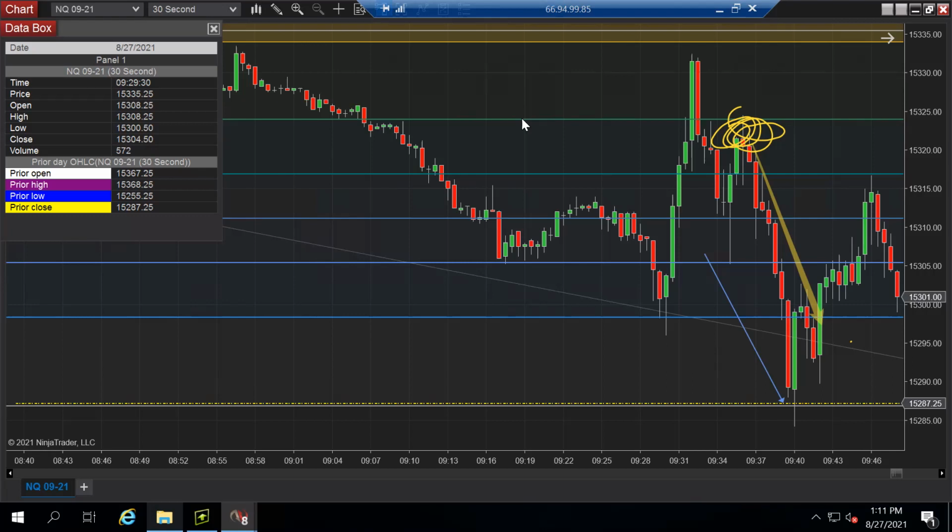Now, the cash session is in. When we talk about highs and lows, the cash session is its own thing. Drawing fib, should we use a 30?